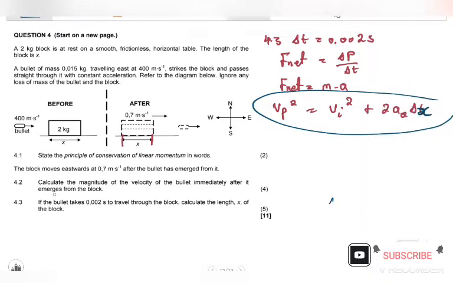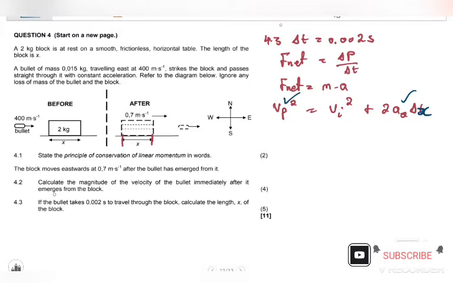But we have a problem here: we don't have acceleration, so we have to find a way to find the acceleration of the object. We have a v final, which we calculated earlier, 306.67. We have a v initial, which is given as 400. What we want to calculate is the acceleration, and the only thing we can use is that F net is equal to the change in momentum of the object divided by the change in time.